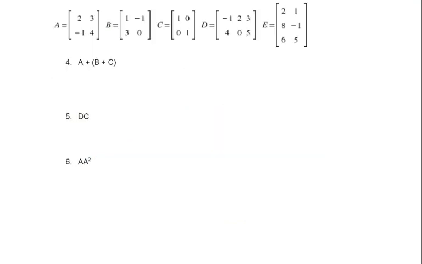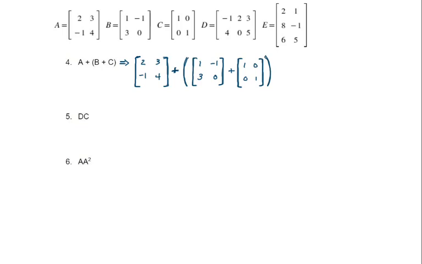So for example 4, we want to perform some addition, so I want to take A plus the quantity B plus C, so I'm going to take matrix A and add it to the quantity of B plus C. See what happens here. So first thing, maybe I should write down what these matrices are. So there's matrix A, and I'm going to add it to B plus C. So I'm going to perform the operation just like I would in order of operations. So I'm going to add the two matrices in the parentheses, B and C, and then I'm going to add matrix A. So I'm going to rewrite matrix A first.